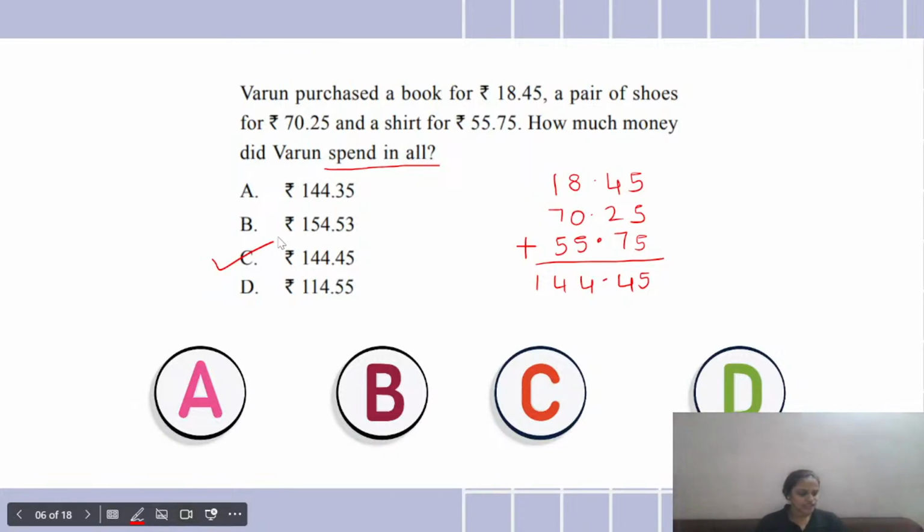rupees 144.45. And yes, Banishika was the first one to give the option C as the correct answer. The guy, Dibyanshi, Janisha, Satish. Okay, cool. Oh, very nice.